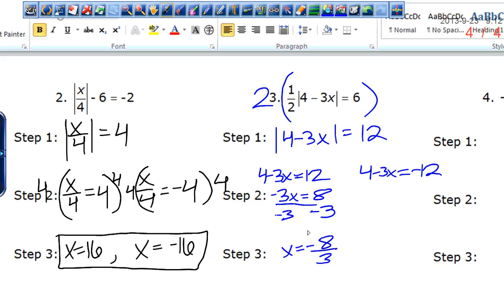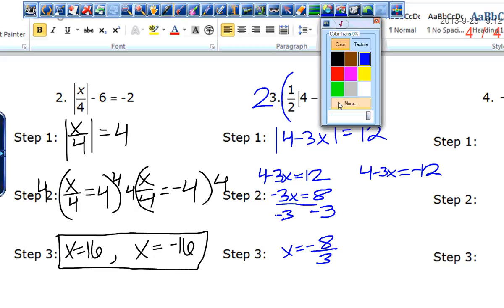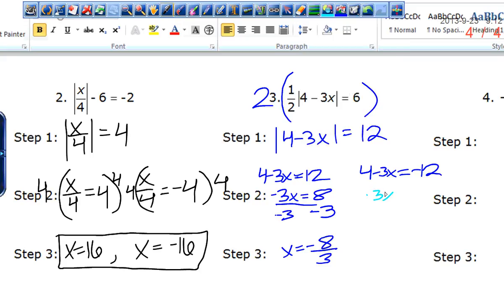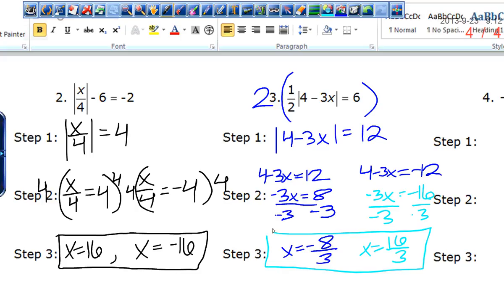Our other one, we're still going to move forward to the other side. I'm still subtracting 4. So I get negative 3x equals negative 16. Divide both sides by negative 3 again. And x is going to be 16 thirds because a negative divided by a negative is a positive.